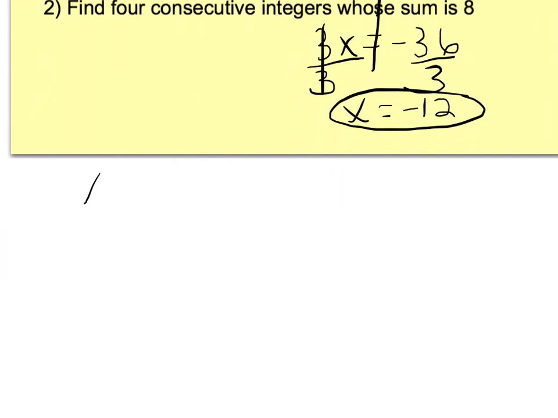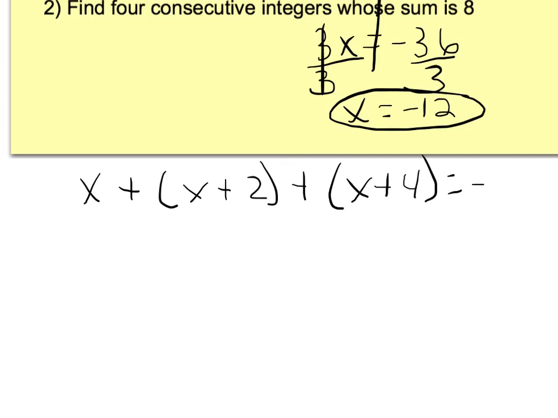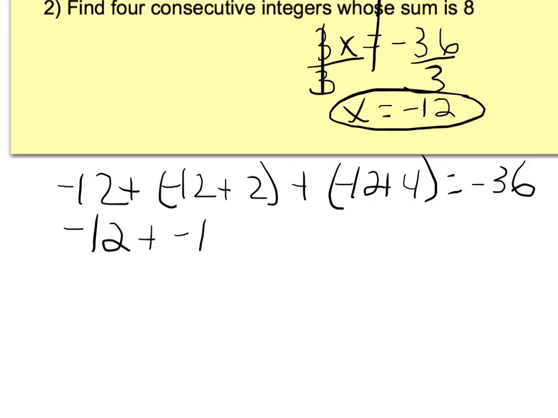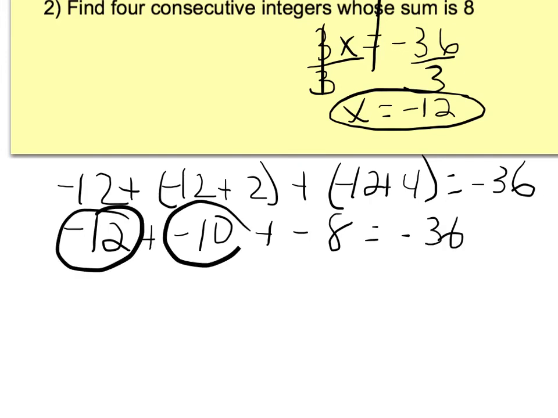So if we go back to our original problem, now I'm going to plug in negative 12 where I see x. Okay, so I have negative 12 plus negative 10 plus negative 8, which is going to be equal to negative 36. So I know that it works. So my answer, negative 12, negative 10, and negative 8.